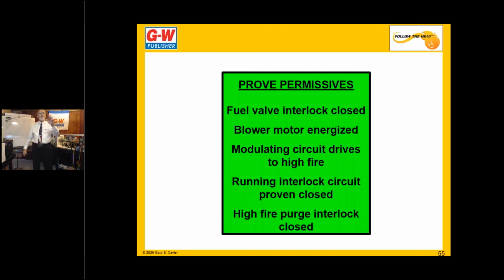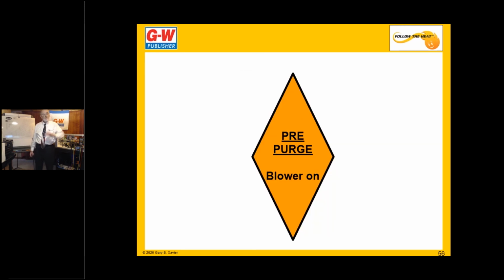There might be only 1 or 2 permissives on a small burner. There might be a dozen on a larger burner, but they all have to prove that it's safe to try to light that burner. And then we send air through the furnace and up the stack. It might last 30 seconds, might last 3 minutes, but it's called the pre-purge. We send air through the furnace and up the stack to make sure there's no unburned fuel. Once we've done that, then we can try our ignition.